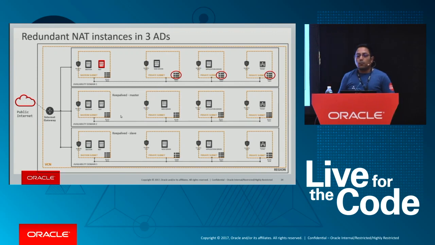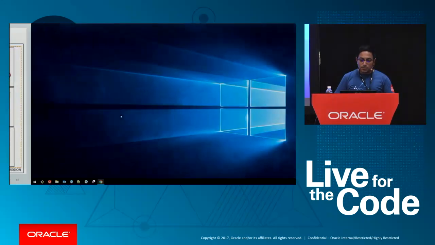Now, one of the problems is that Keepalived usually works with multicast, and currently we don't support multicast. But Keepalived also allows you to define your Keepalived instances using unicast. So I need to know, in terms of provisioning, who my other Keepalived instances are, right? So let's come over here.